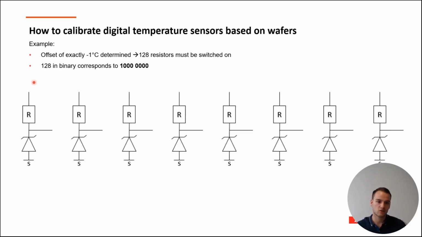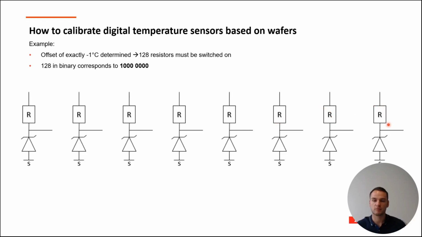So once again, we have 8 Zener diodes, and all of the Zener diodes could have the value high or low. If we are zapping the Zener diodes, then we will have the value high. And as you can see, none of the Zener diodes are zapped yet, which means that we have a binary code of 0, 0, 0, 0, 0, 0, 0, 0.